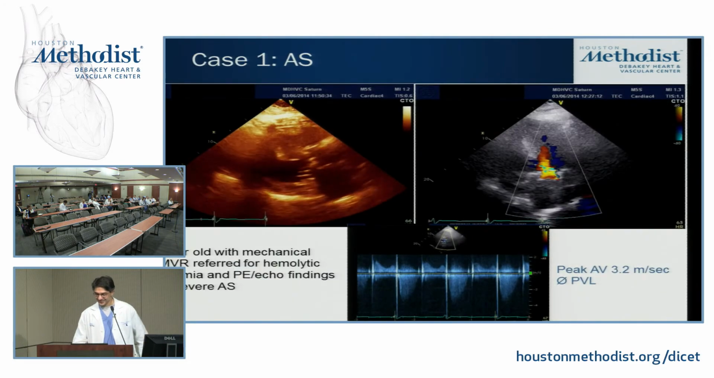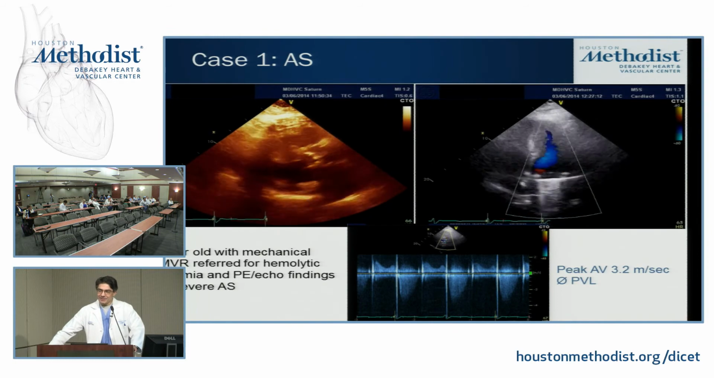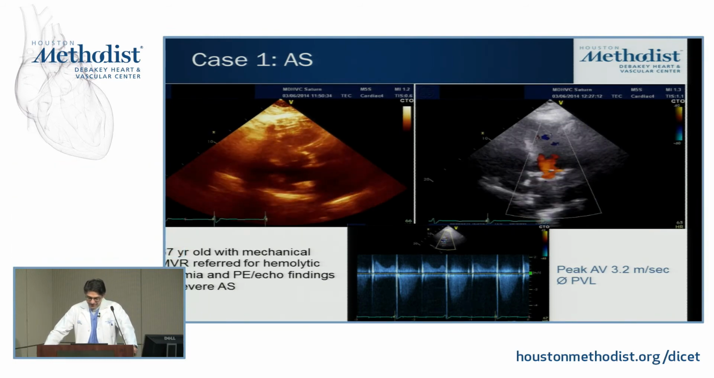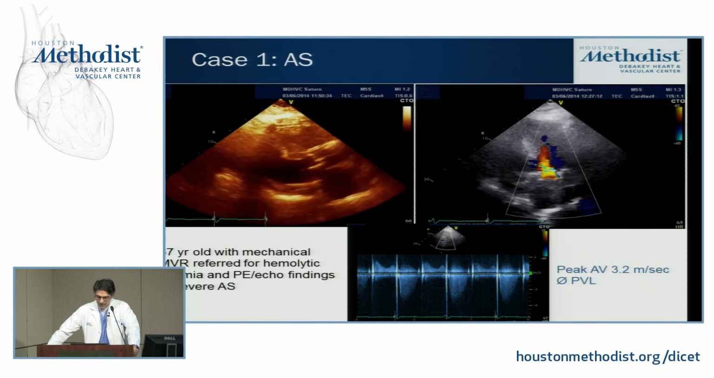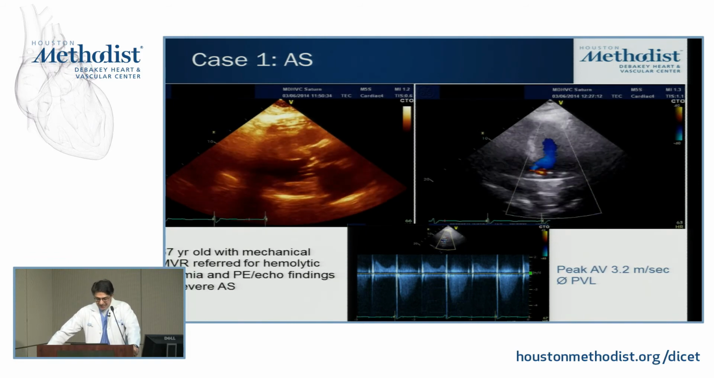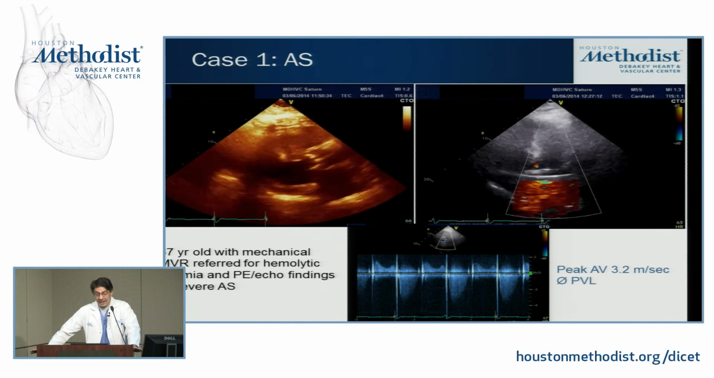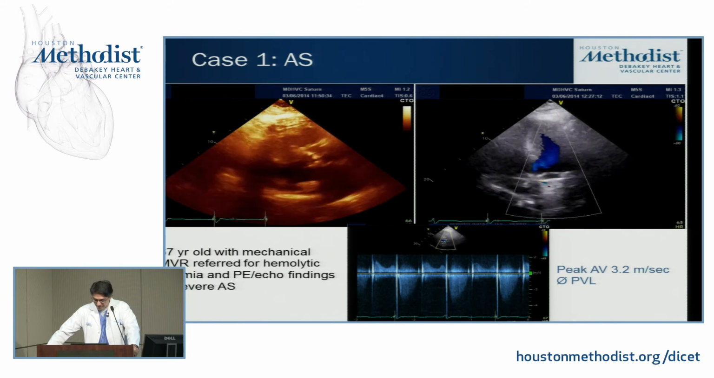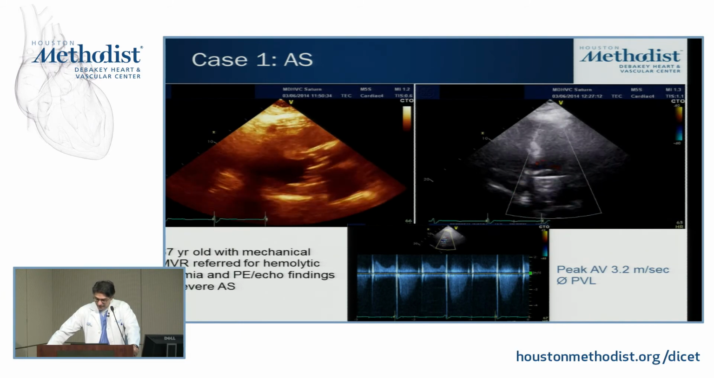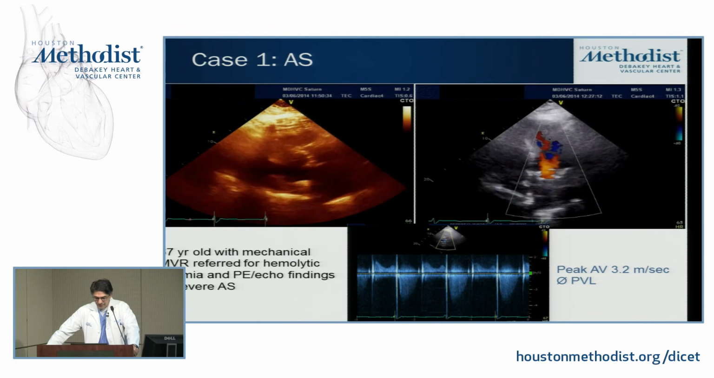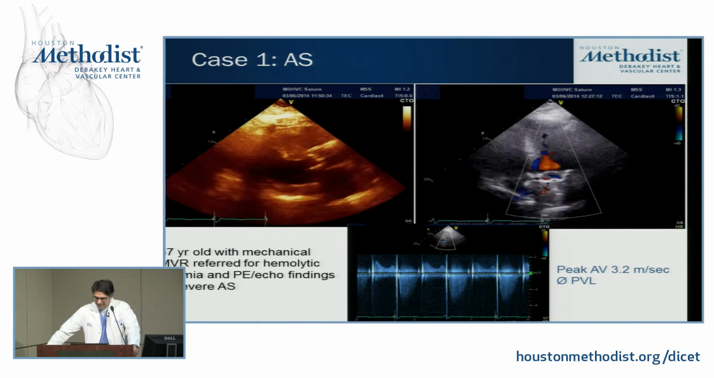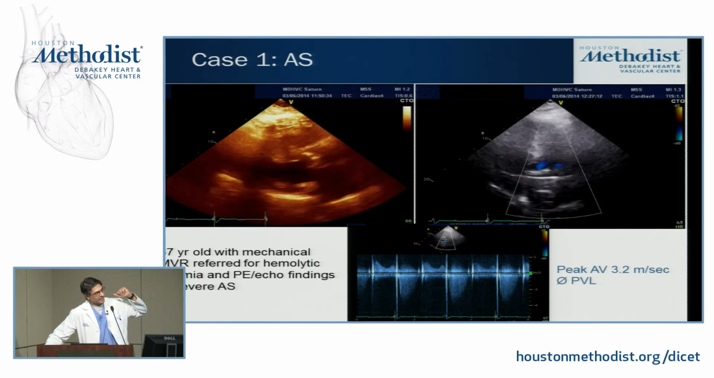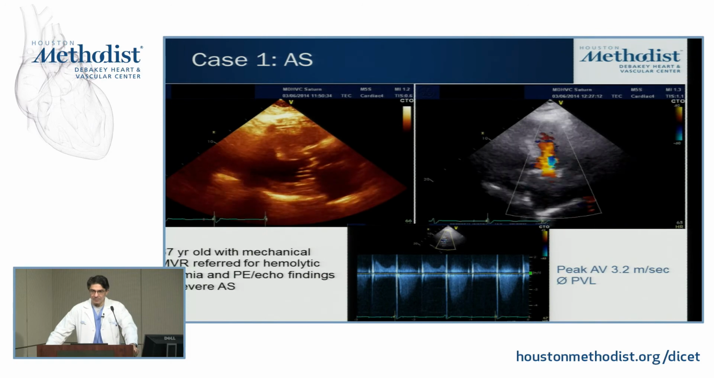So I'll show you just a few cases to show you the CMR and echo in action and how we can use it. This was a 67-year-old with a mechanical MVR referred for hemolytic anemia, with physical exam and echo findings consistent with severe AS. He had aortic stenosis Doppler here, and you can see that the peak velocity was 3.2. On echo images, you couldn't tell if there was any PVL because, of course, you have some artifact from the valves.